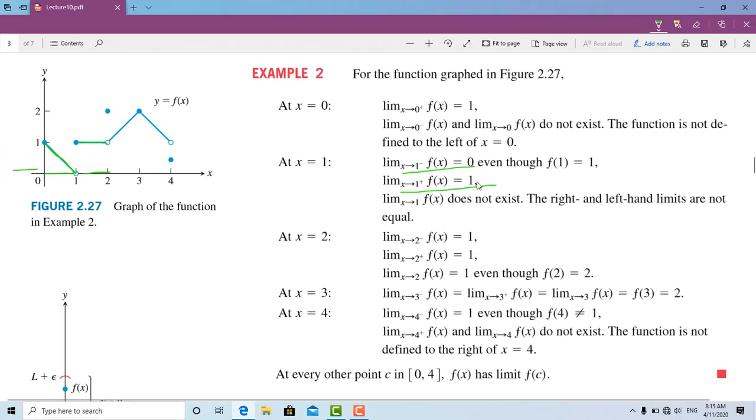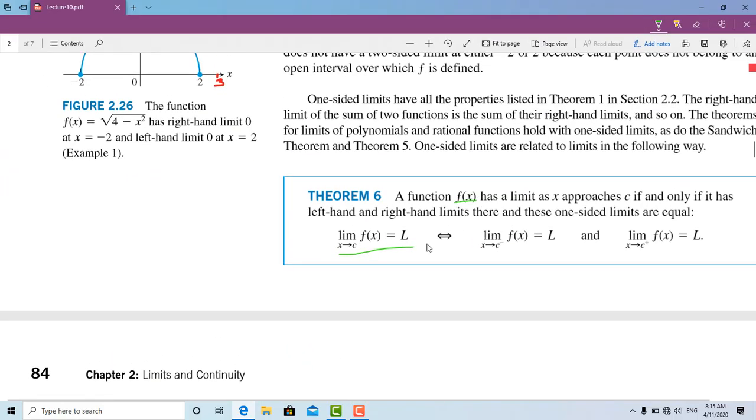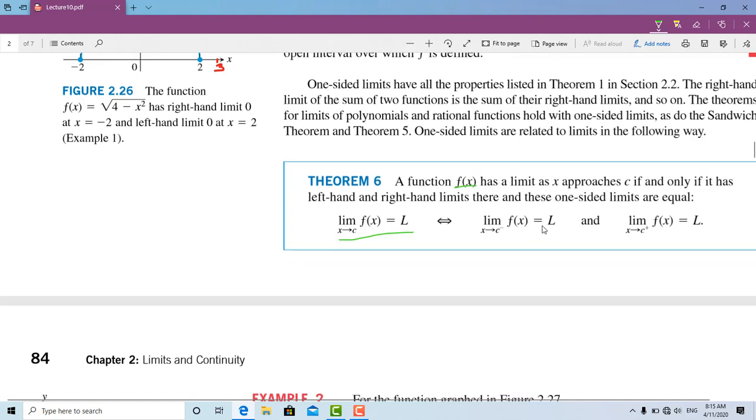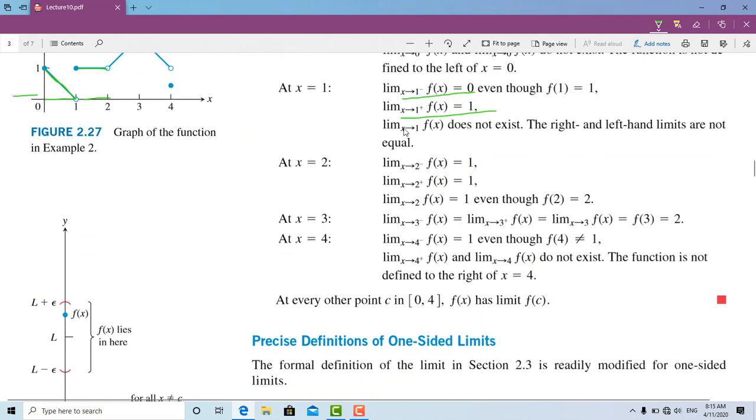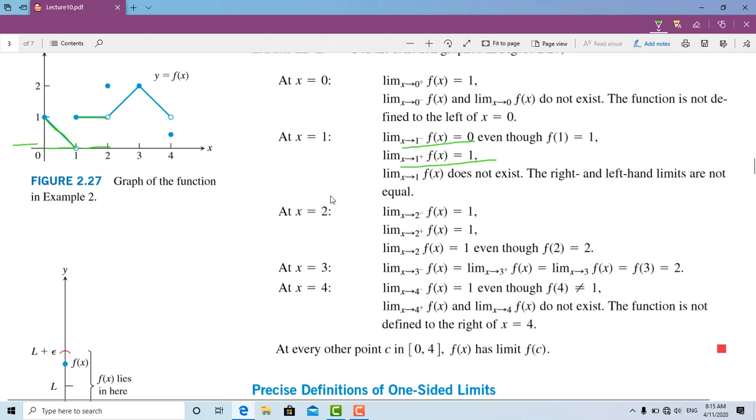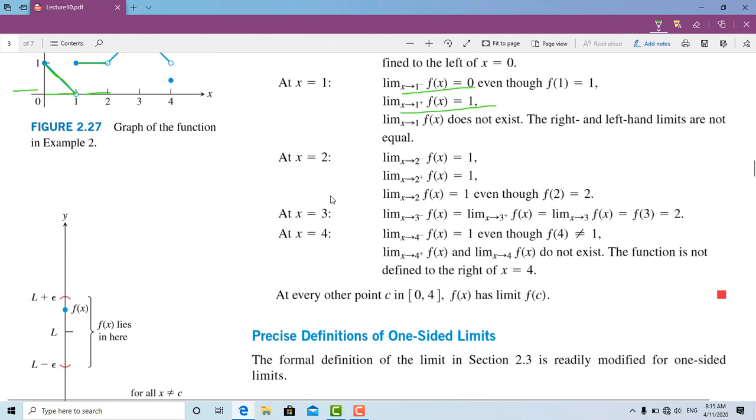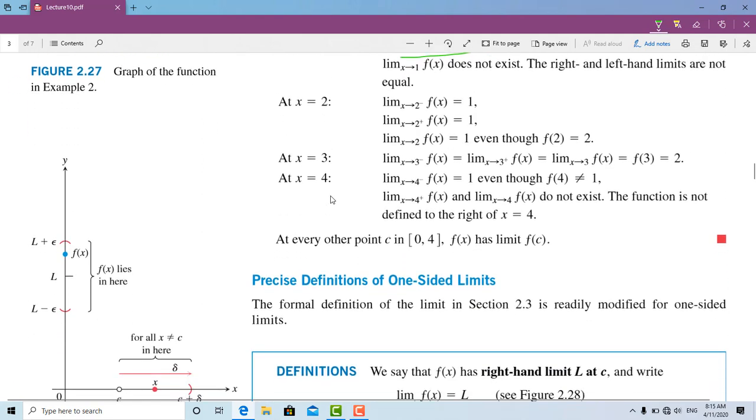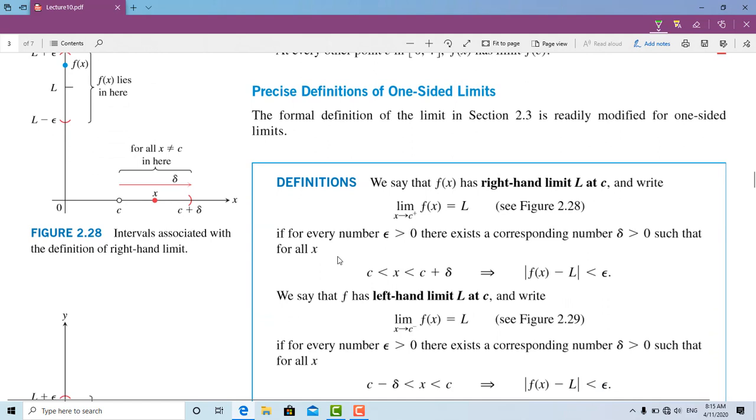They are not equal. Because of this theorem, if they are equal, we can write this limit. If they are not equal, we say the limit as x tends to 1 of f of x does not exist, DNE. And other examples are explained in the same way. You have to read this book carefully.